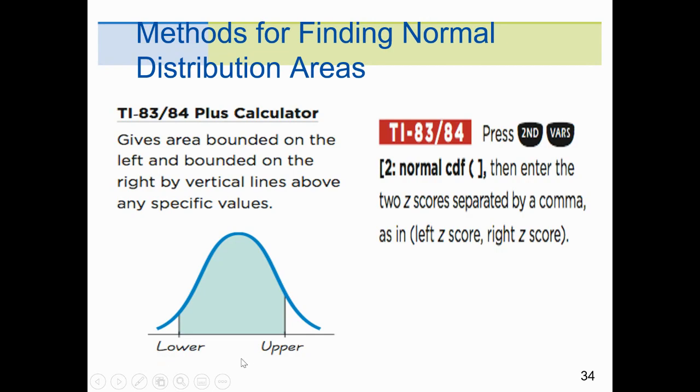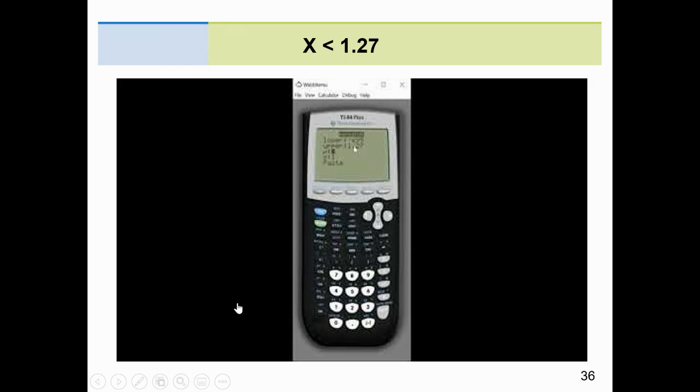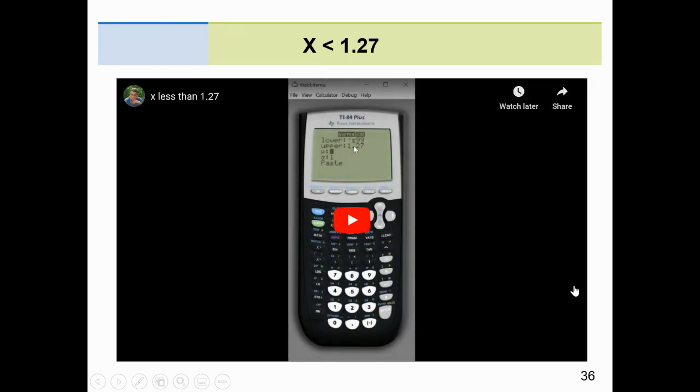Sometimes the lower is negative infinity. Sometimes the upper is positive infinity. Sometimes you have a number for both of these. Lower to the left, your upper value to the right. So for my lower value here, I was going way out to negative infinity, so I'm putting in negative E99. My upper value is 1.27. There's my lower, there's my upper. Mean is 0, standard deviation is 1. Here again, play the video from the actual PowerPoint. You see exactly how I did it.